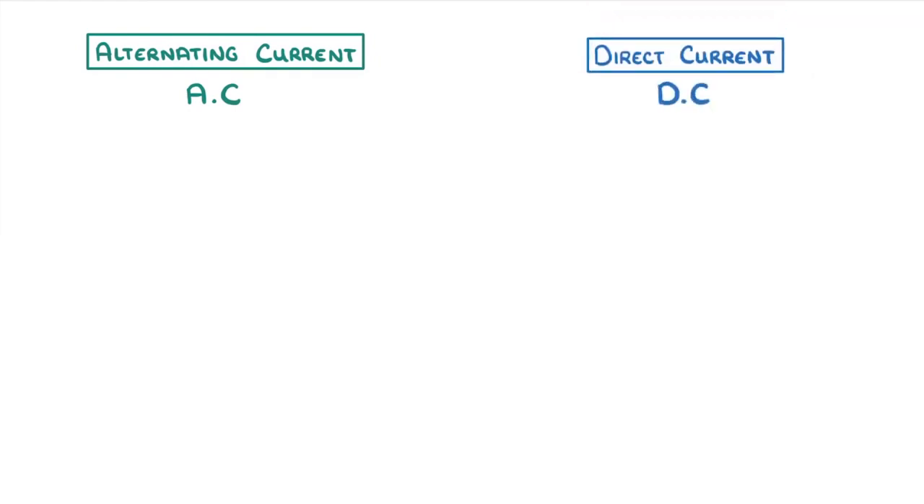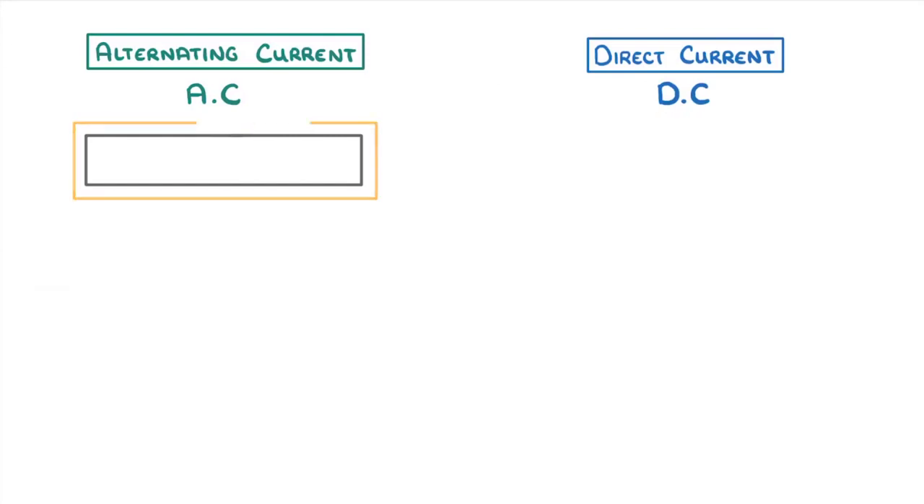Now, when it comes to current, there are two types that you need to know about. Alternating current, which we often write as AC, and direct current, or DC. In an alternating current, the direction of the current is constantly swapping back and forth. So the charge flows in one direction, then the other direction, and back again.